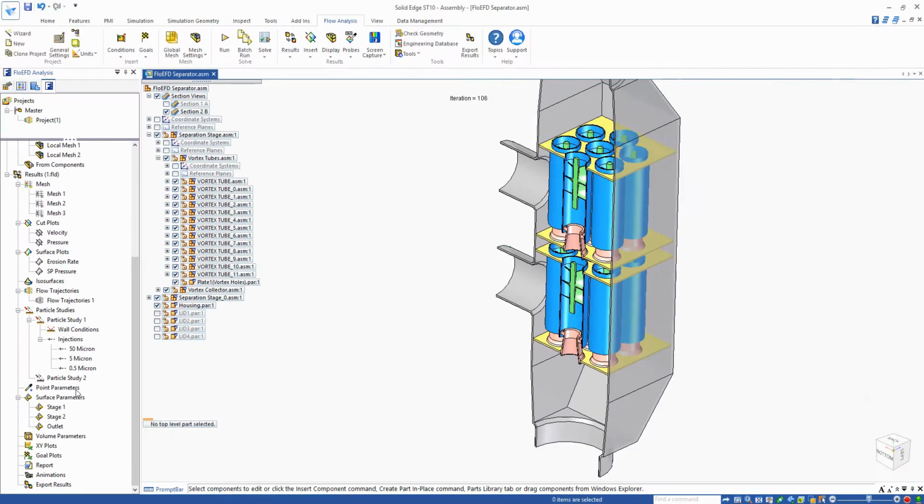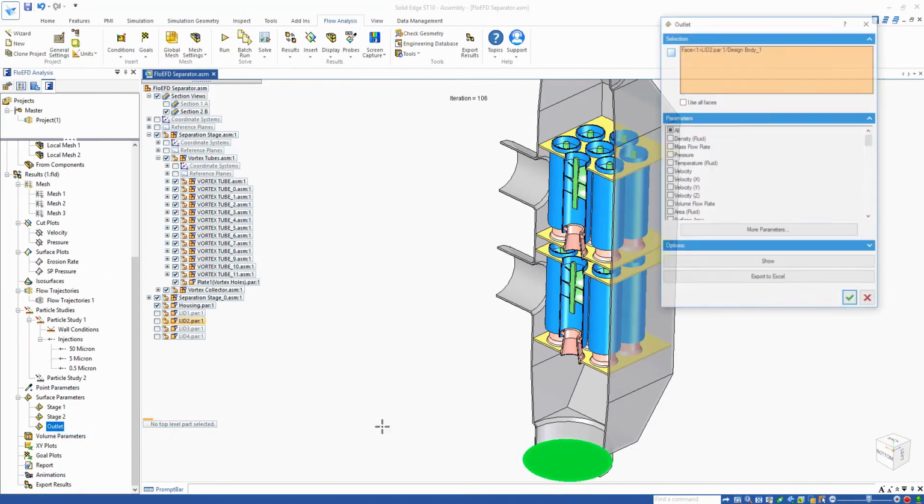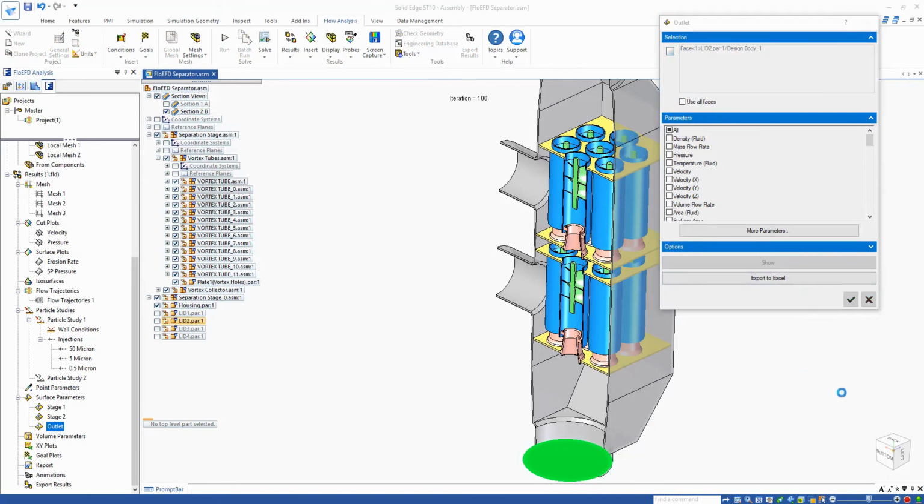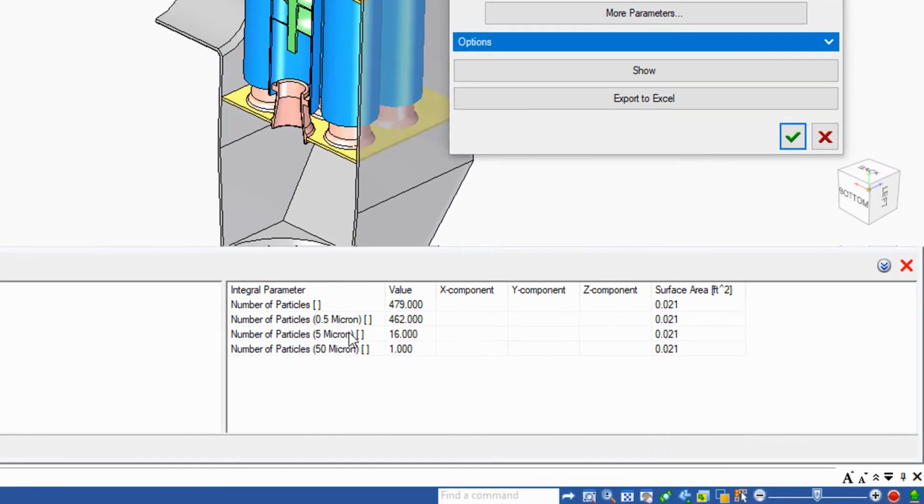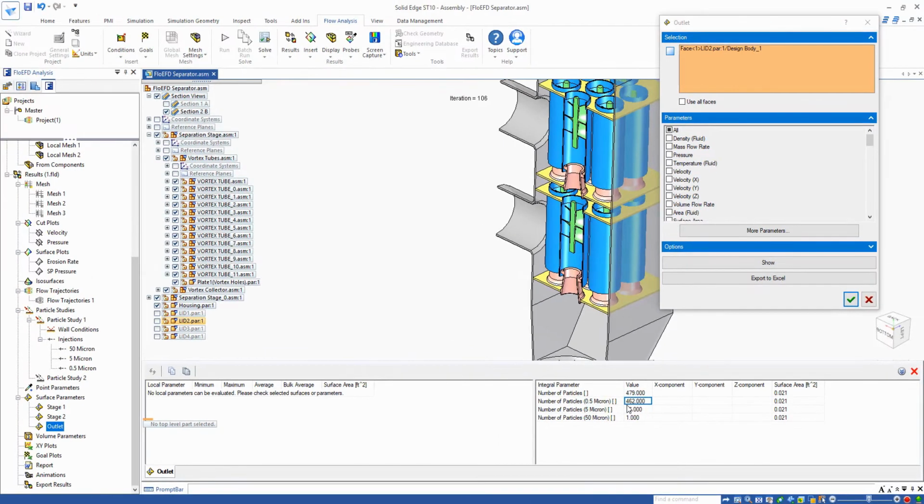And then finally, if we look on the outlet to understand how many particles are going down there, then we can see that only 0.1% of the 50 microns are getting through, but for the 0.5 micron, you can see 462 of the original 1,000 particles are getting through. So only a 53% separation efficiency at 0.5 micron.